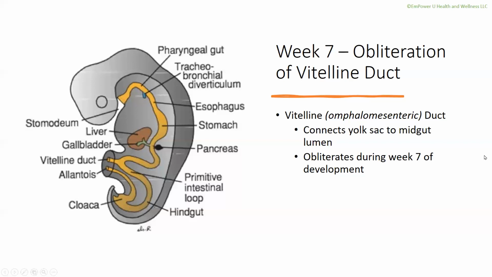So now we've jumped forward a few weeks. We're at week 4, now we're at week 7. During week 7, we have obliteration of the vitelline duct. Why is this important? Because this duct connects the yolk sac to the midgut lumen. And during week 7 of development, that's when that portion stops. So we start to have more development of organs at this point. So we don't have to have as much direct communication to that yolk sac for nourishment. So we're having more tissue and fluid exchange. Okay, so that's week 7.